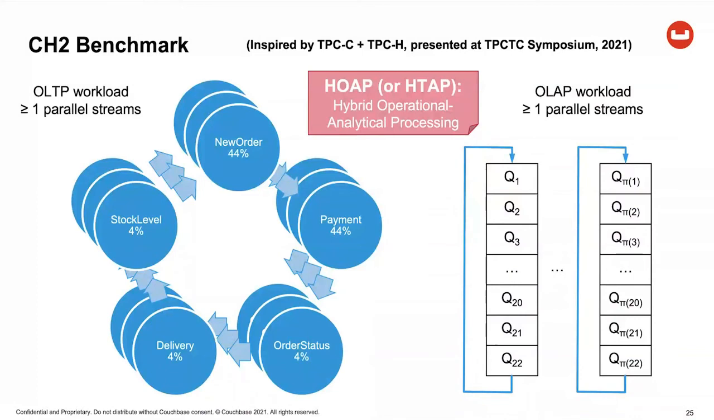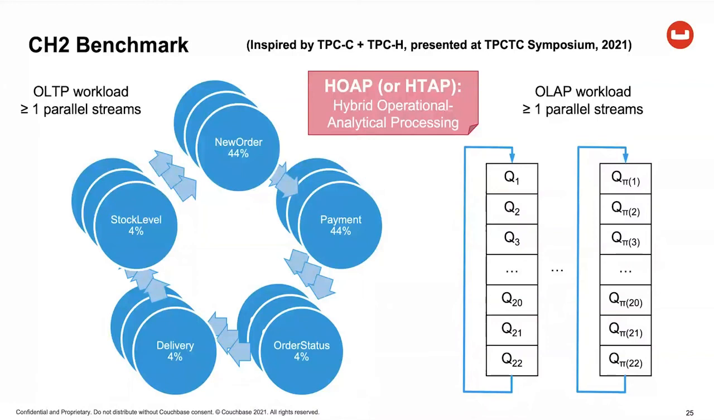So we're running a workload with a bunch of parallel streams running, picking one of those transactions and then running those. There's a whole bunch of threads running transactions, and then there's a stream of decision support queries also running. So how did this benchmark go? Let me tell you a little bit about it.